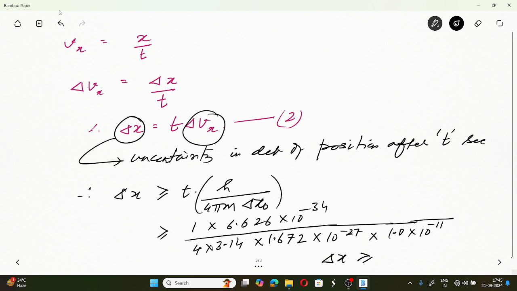This will be greater than or equal to. The order should be 10 to the power 3. Please find out this value. It has something into 10 to the power 3 meters. So this is the uncertainty in the determination of position after 1 second. Please check whether it is correct or not. Please see the calculations.